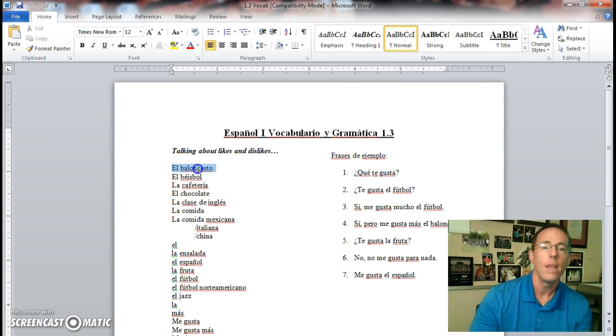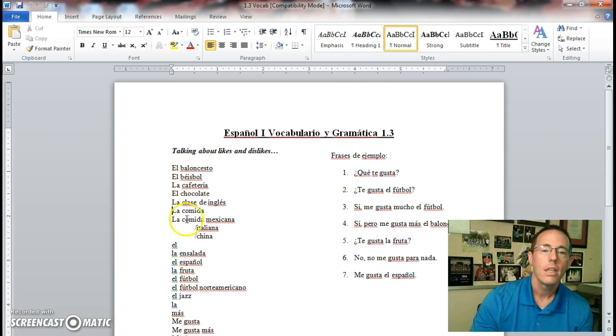The first one, el baloncesto, is basketball. El baloncesto. El béisbol is baseball. Again, a cognate, meaning baseball. La cafetería is the cafeteria. El chocolate, chocolate. La clase de inglés is English class. La comida is food.